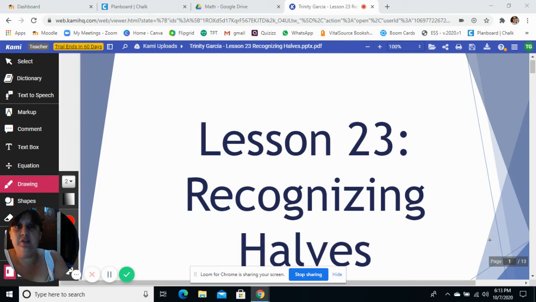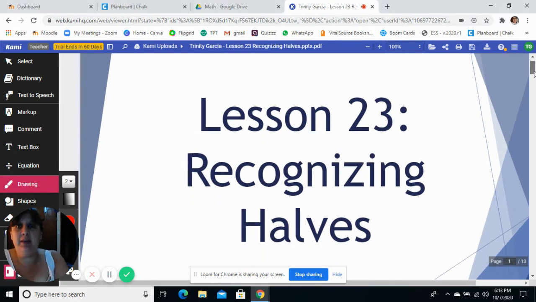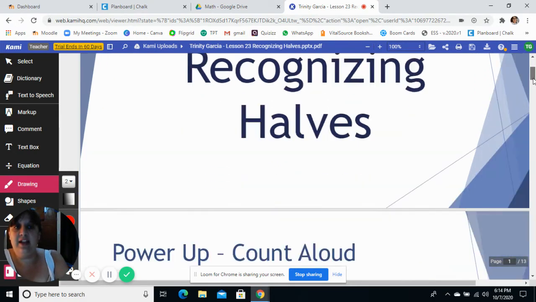All right, welcome to Saxon Math Level 5. This is Lesson 23, Recognizing Halves. Today we're going to be talking about recognizing halves when we're dealing with fractions. We're going to compare fractions to see if they're equal to, greater than, or less than half. That's our goal today. Make sure in your math notebook you write Lesson 23 notes at the top, and let's go ahead and get started.